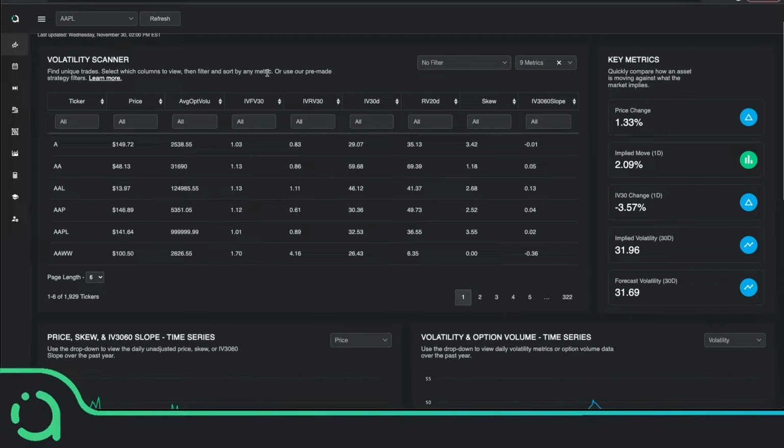So in this video, we are going to go over how to use the Volatility Insights dashboard to find and place profitable option selling trades so we can build a portfolio like this for ourselves.